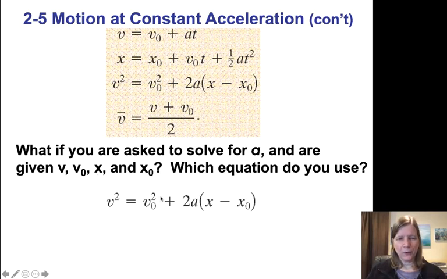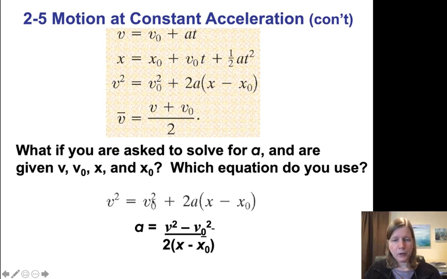Unless one of them is 0, then I might just drop out that term right away. But if I had non-zero values for these terms, then my first step would be to rearrange. I can subtract v0 squared from both sides and divide by 2 times the change in x, and I will have the acceleration. So acceleration is final velocity squared minus initial velocity squared divided by 2 times x minus x0.